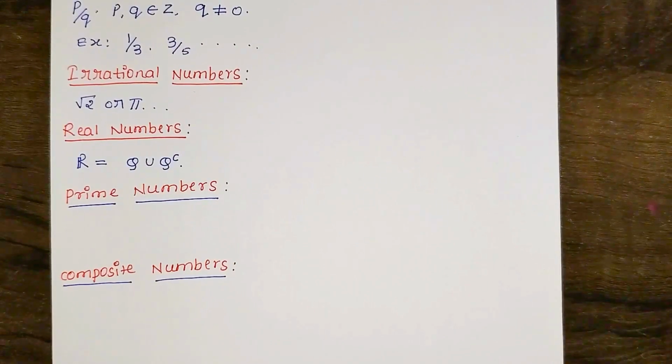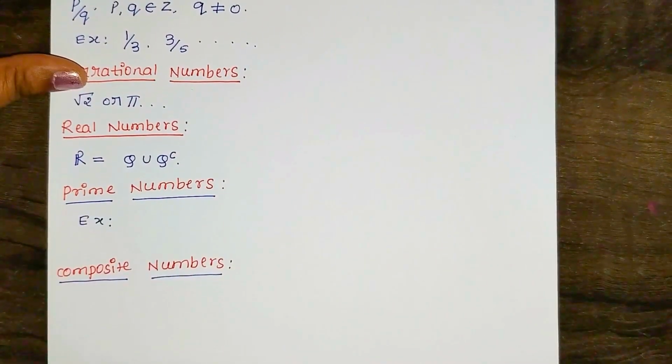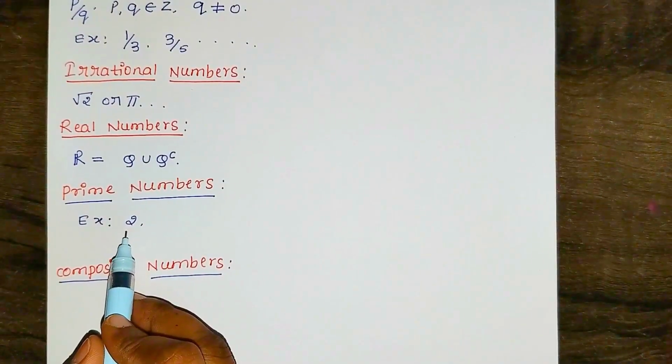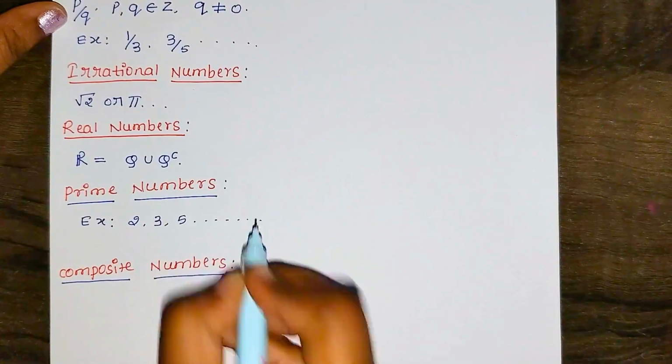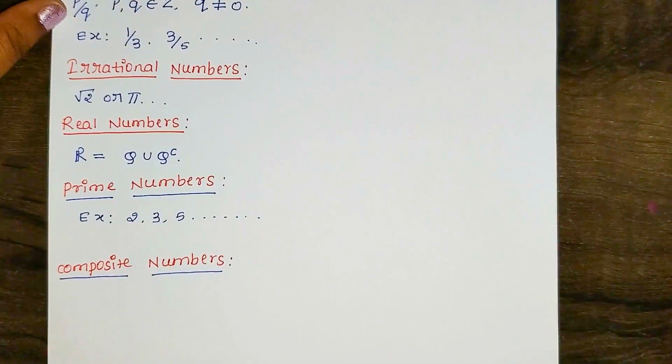Now we will discuss the building blocks, that is prime and composite numbers. Think of prime numbers as the atoms of the math world. They cannot be broken down further. So what's the definition of prime numbers? Prime numbers are the numbers which are divisible by 1 and itself, or the numbers which have 2 factors. For example, 2 is a prime number. We can divide 2 by 1 and 2 itself, and also 3, 5 and so on. So these are prime numbers.